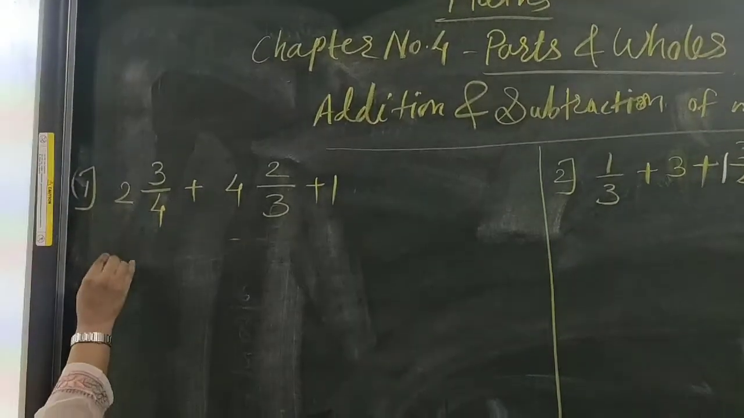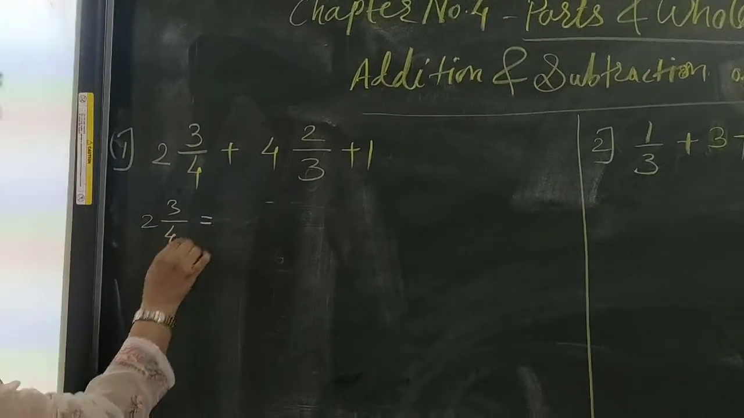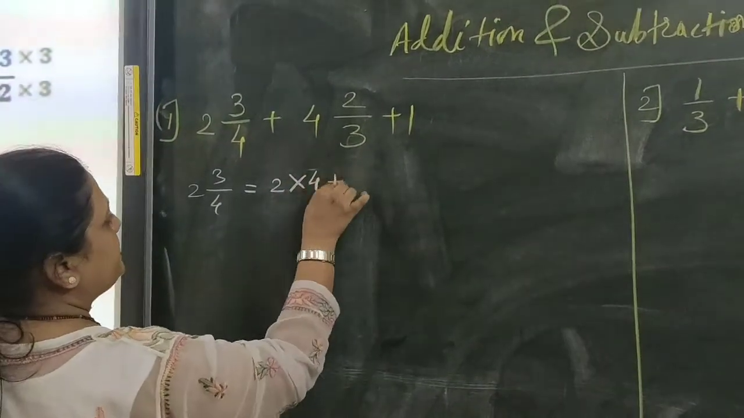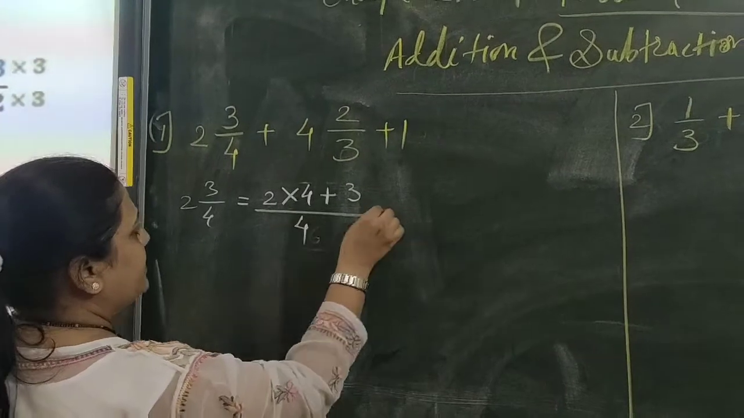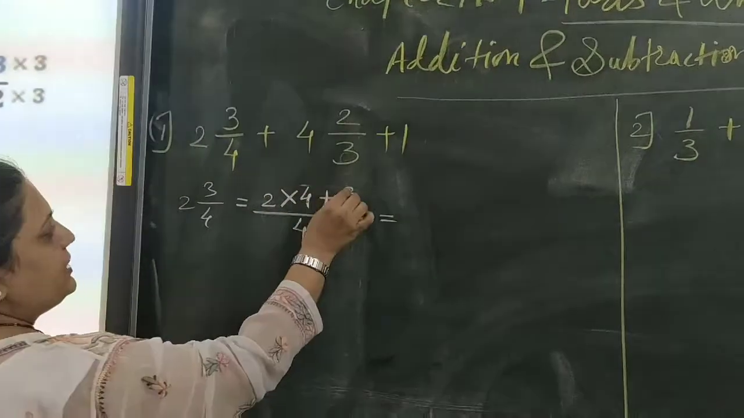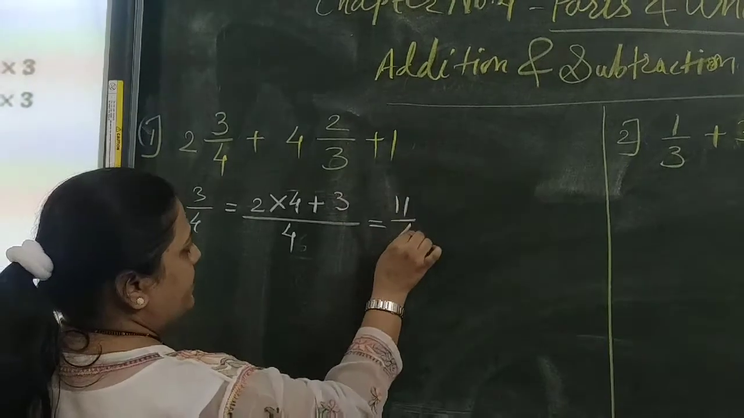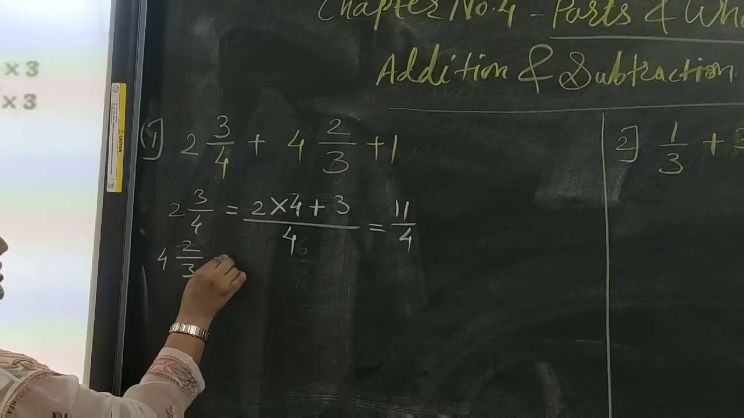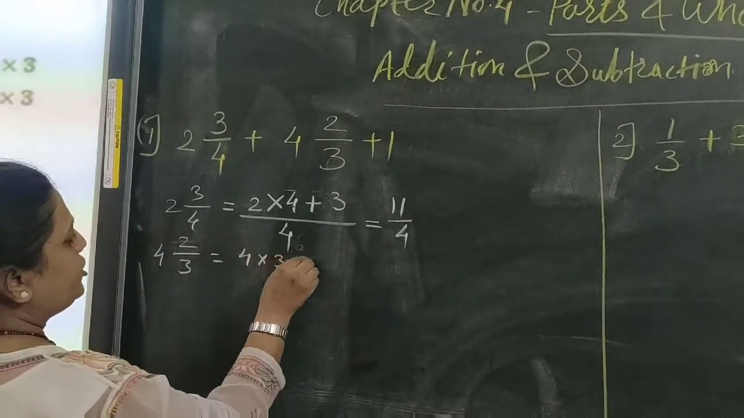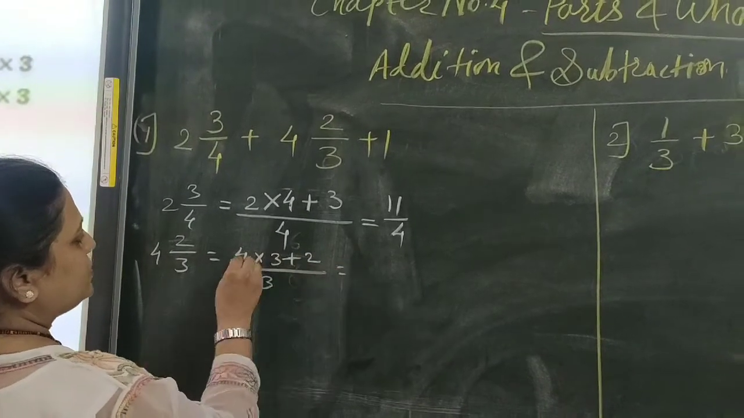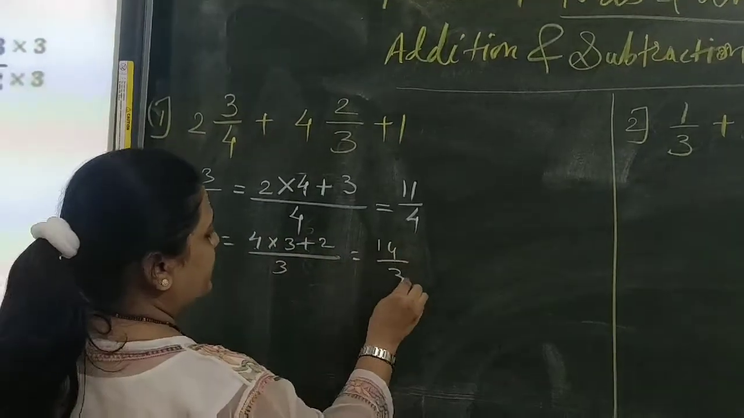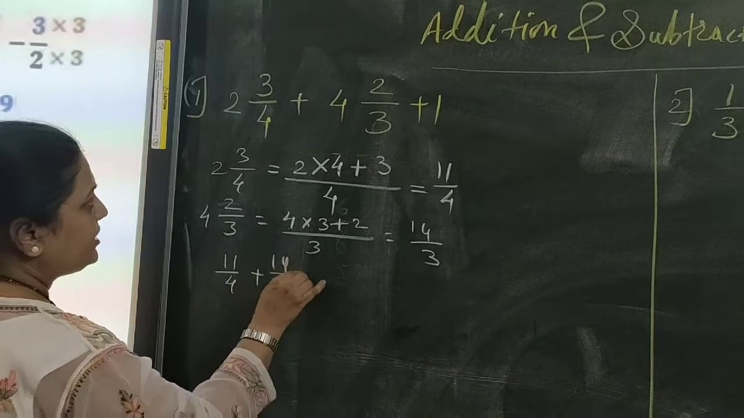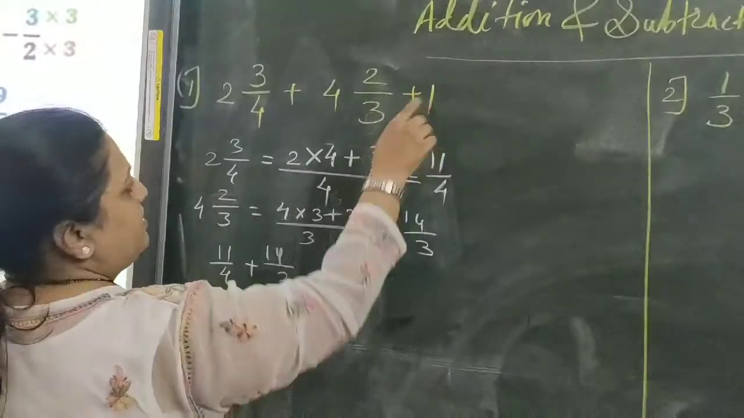See here, first we will convert the mixed fractions into improper fractions. How do we do it? Whole number multiplied by denominator, add the numerator, keep the denominator the same. So 2 4s are 8 plus 3, 11. 11 by 4. Then next is 4 2 by 3. 4 3s are 12 plus 2, 14 by 3. Okay, now we will add this: 11 by 4 plus 14 by 3 plus 1.